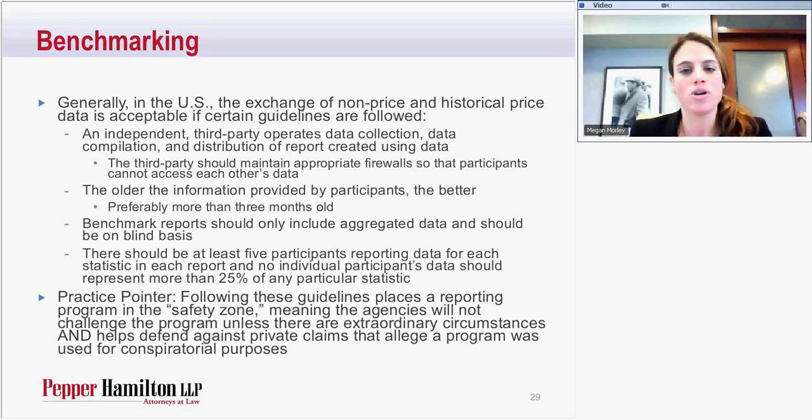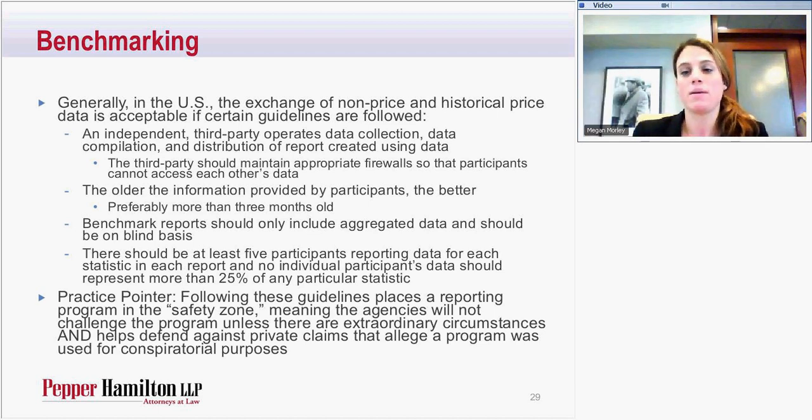And it's important to note that the FTC and DOJ in 1996 came out with some safety zones as part of a report they did on healthcare. With limited exception, following these safety zones in establishing or being part of a benchmarking or statistics program in a trade group does help prevent challenges from these agencies. Again, there are extraordinary circumstances. It can also help in defending against allegations from civil complaints.